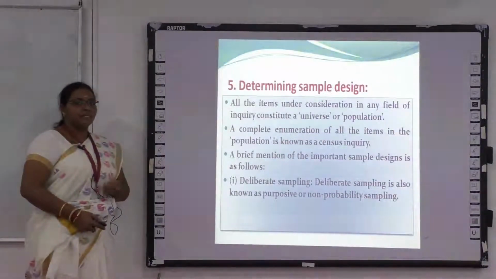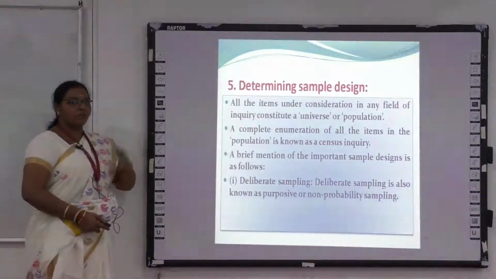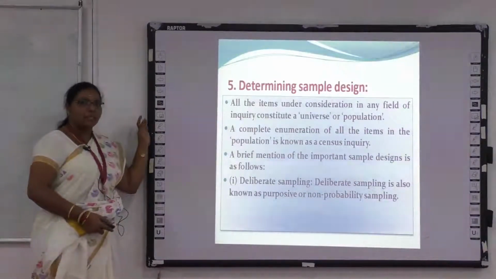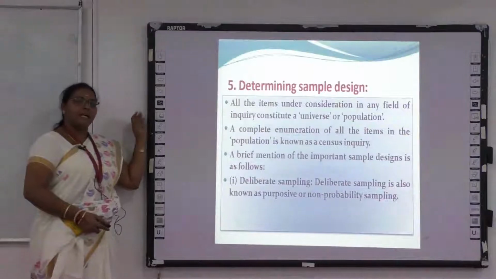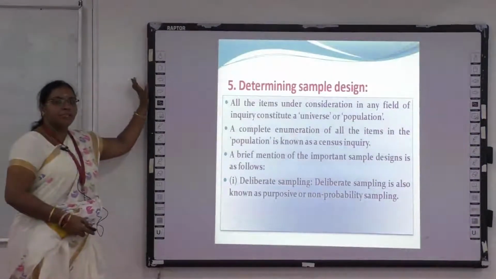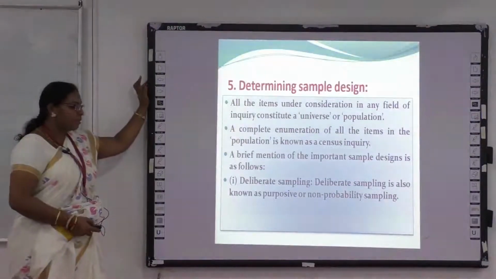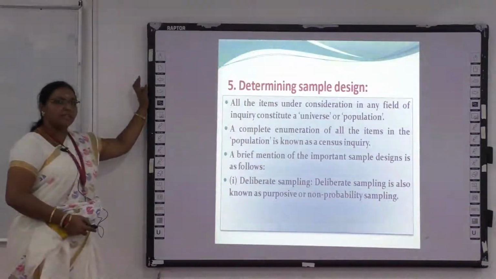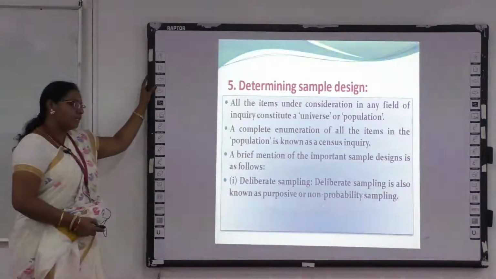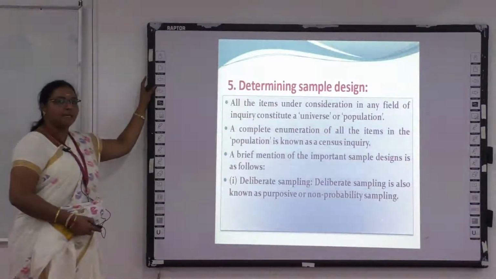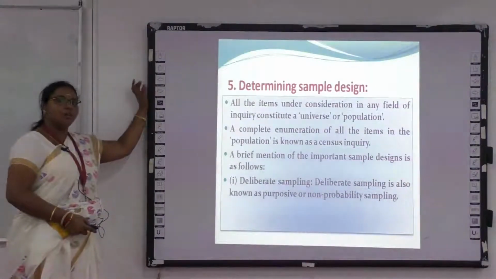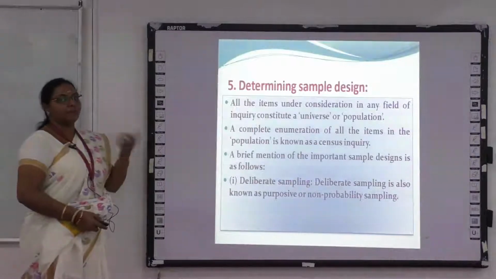The next one is convenience sampling. If 10,000 or 15,000 people are there, and according to the convenience of the researcher you go and find the people and do a survey with respect to the problem, that is called convenience sampling. So deliberate sampling depends on two categories, judgment and convenience. Deliberate sampling is also called purposive or non-probability sampling, where there is no fixed rule for how the sample is derived from the population.